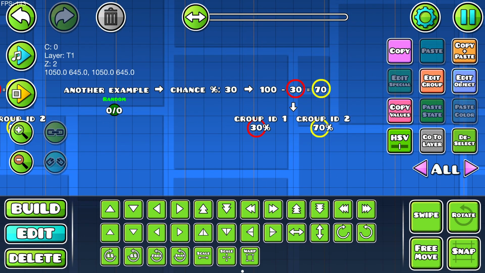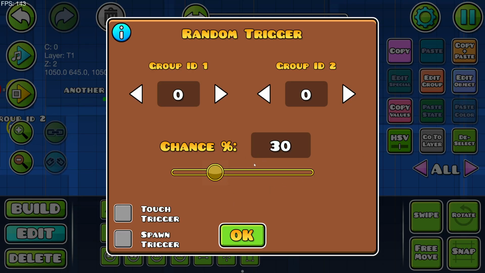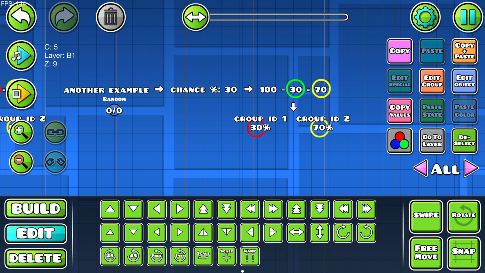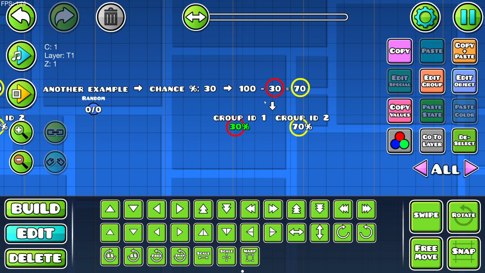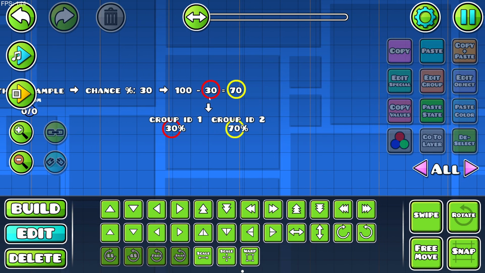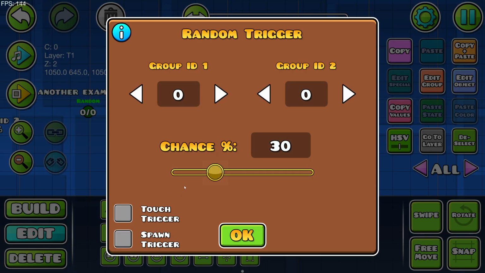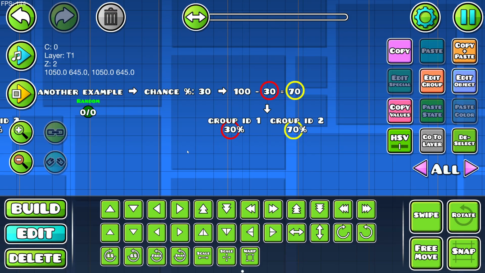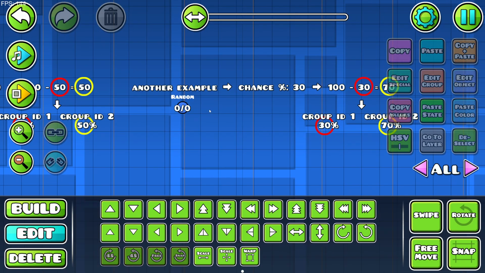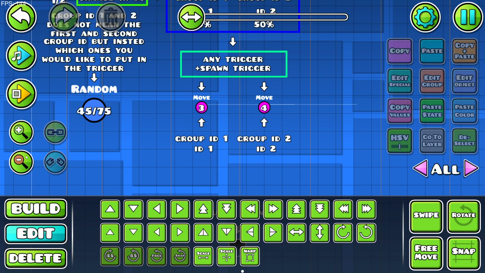Another example is if you said you wanted the chance of 30, that would mean that group ID 1 has 30%, and what's left over will be 70%, so group ID 2 will have 70%. So it would be most likely that you get group ID 2. You can have, for example, only 10%, right? And that's how you can get least likely occurrences to make a very special thing happen.